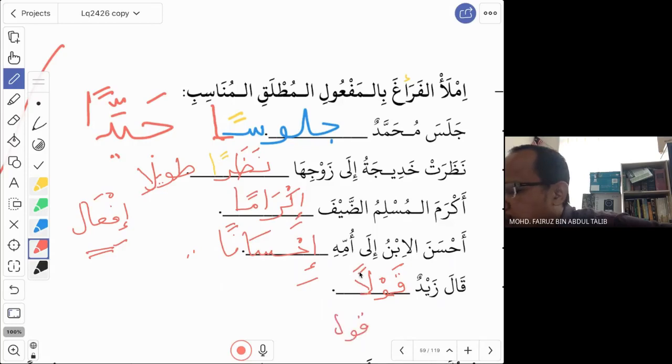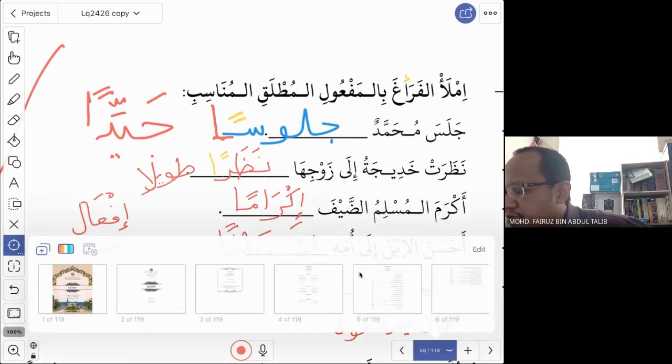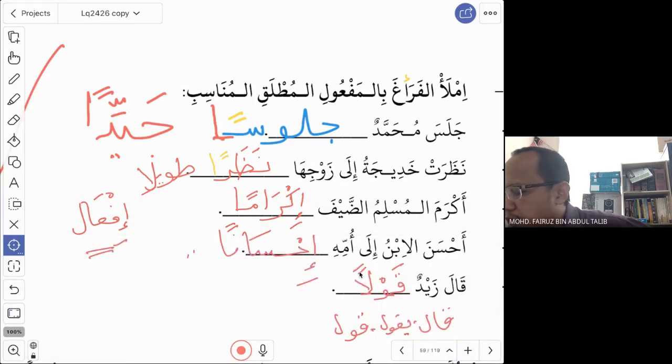Okay. Qala yaqulu qawl. As I have said previously when we learned about masdar, it is good if you can have your own list of fi'il madi, followed by fi'il mudhari, and followed by masdar. So you will memorize them, inshallah. Qala yaqulu qawlan. Qala Zaidun qawlan. Okay, so now this is to emphasize.